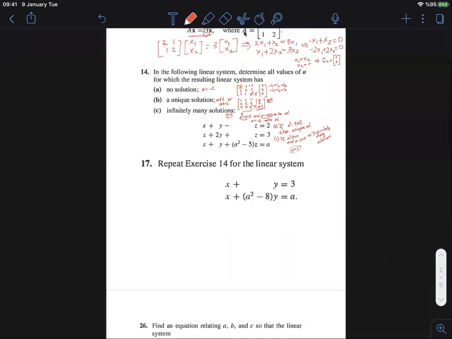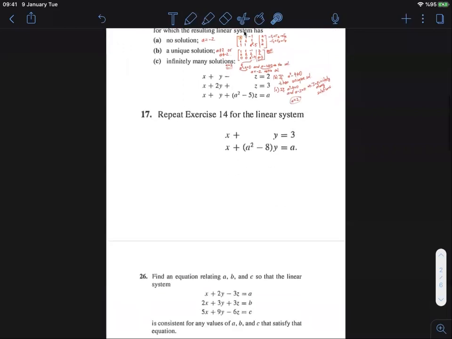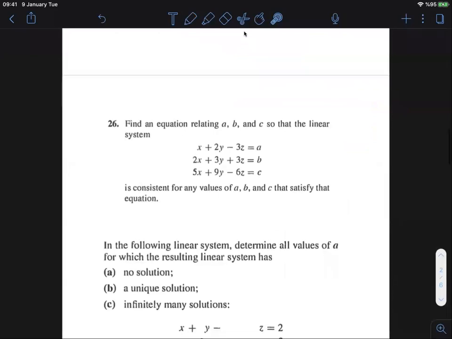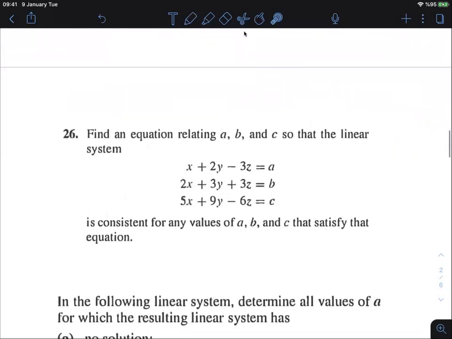Okay, so maybe we skip this one, number 17, right? It's the same question. So, okay, let's look at number 26.